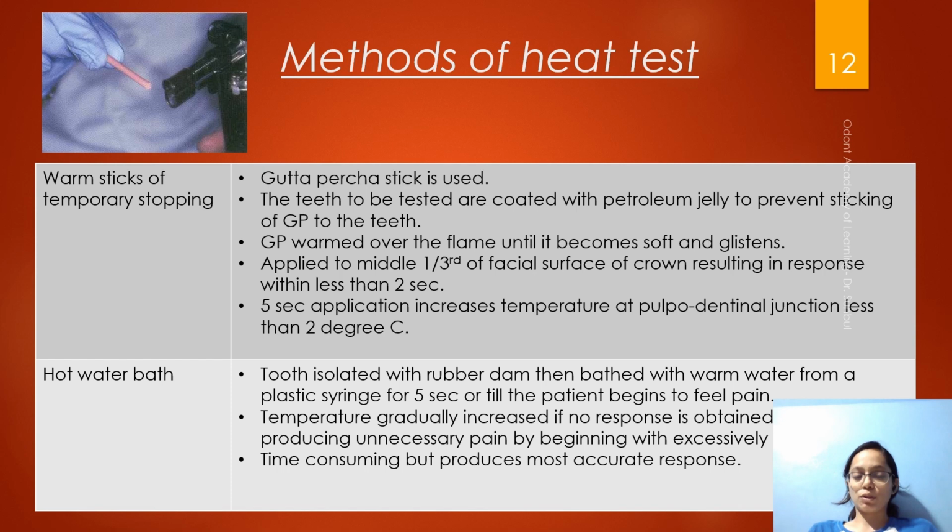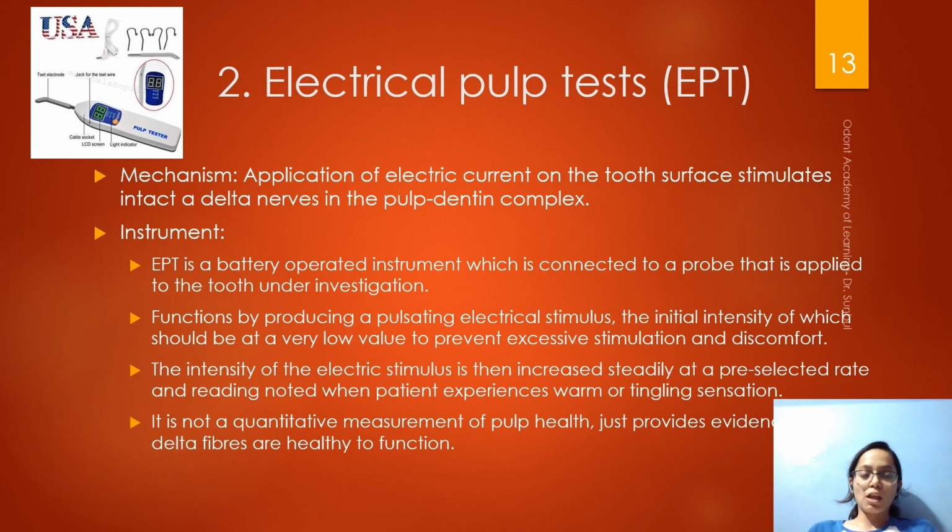We can do it same with hot water. We can do the same way, isolate the tooth and then we'll check the response within 5 seconds. Here we'll have to take hot water. Then there is electrical pulp test or the EPT. Here the stimulus that is applied is in the form of electric current on the surface of the tooth and that will activate the A delta nerves.